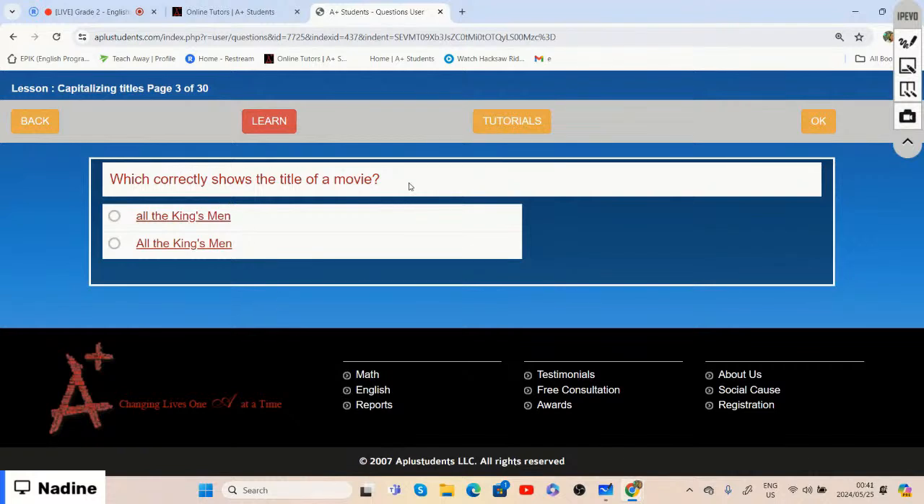So which correctly shows the book title? Is it All the King's Men? Option one or option two, All the King's Men?